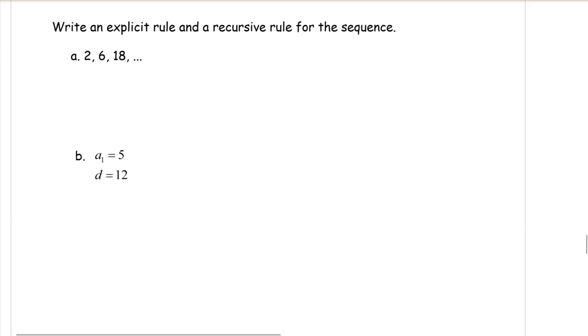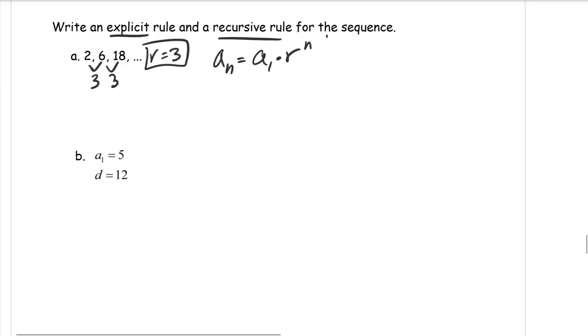Write an explicit rule and a recursive rule for the sequence. So explicit and recursive. So what's happening here? Looks like we're multiplying by 3. We're multiplying by 3, so we have a common ratio of 3. So our explicit rule, a sub n equals our first term times our common ratio to the n minus 1. So we're going to say a sub n equals, what's our first term? 2 times 3 to the n minus 1 power. And there's our explicit rule.